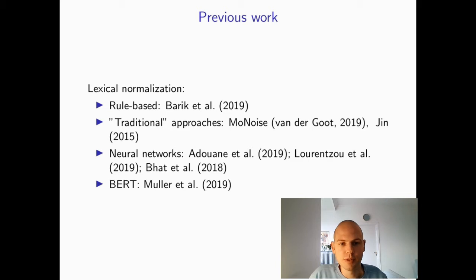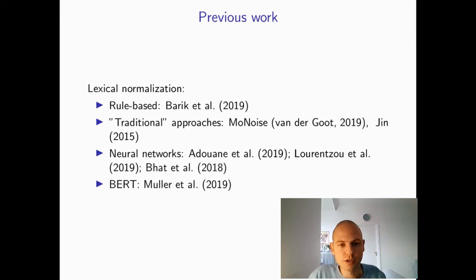Existing work on lexical normalization can be broadly divided into these four approaches, where the first one is rule-based, which is relatively common compared to other NLP tasks, because in many cases there is no training data available for a specific language or for a language pair. Then there are the traditional approaches, which are based on traditional spelling correction frameworks. There are also neural network approaches, which mostly use sequence-to-sequence models, and more recently, BERT-based models have been proposed.